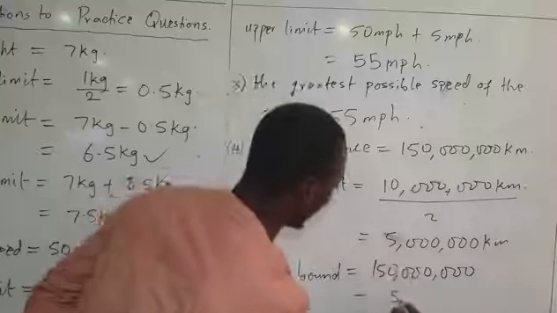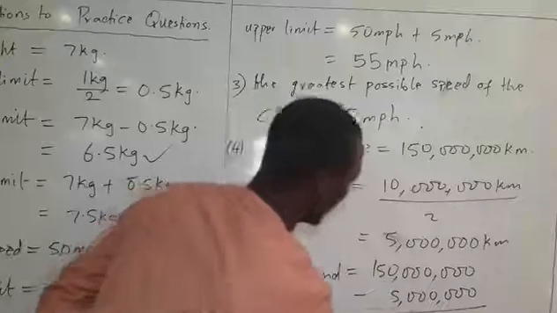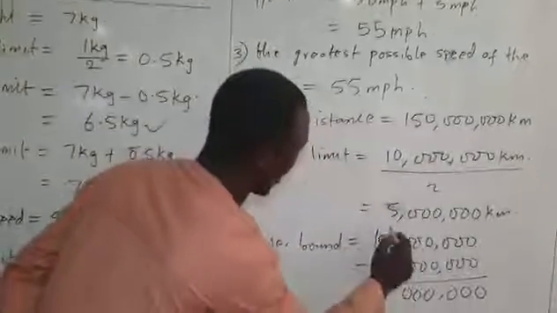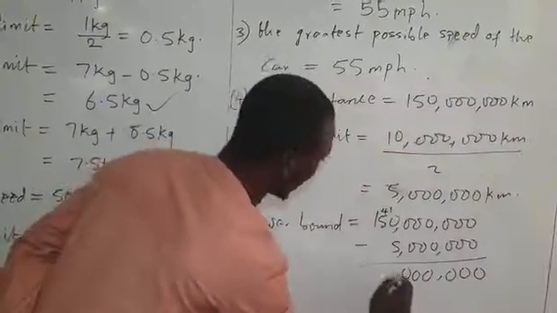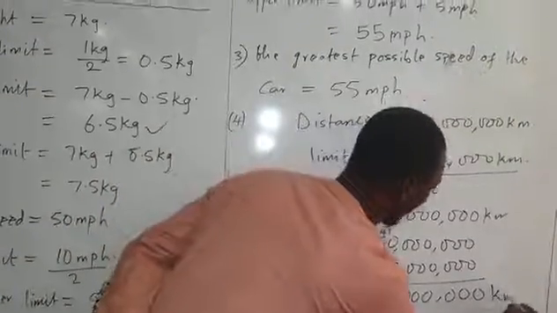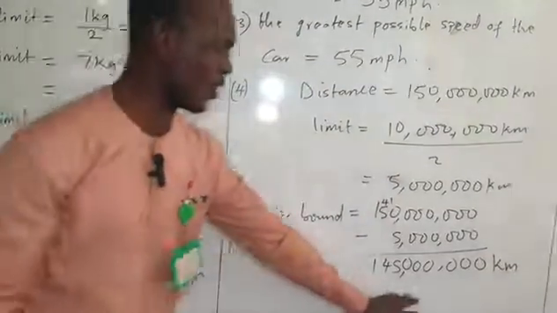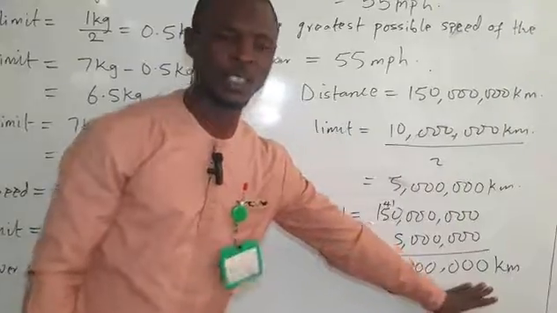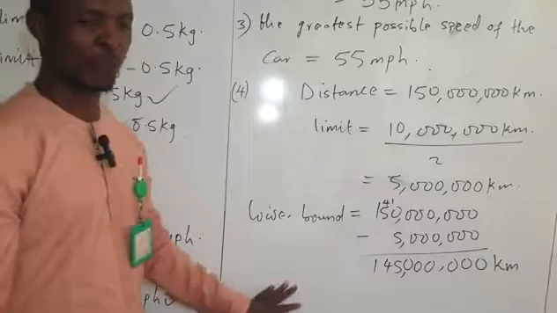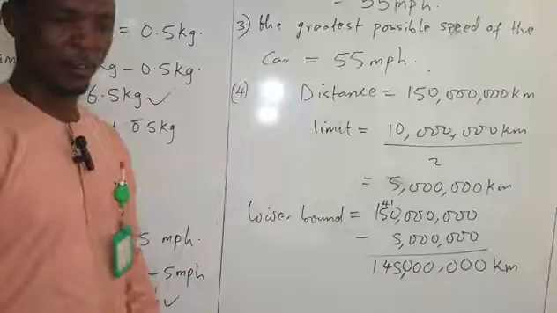we have 5 million. So we have 0, 0, 0, 0, 0, 0. Then we have 10. We are left with 4. That is 5, 4, 1, which is 1.5 million kilometers. So the lower band is 145 million kilometers. So that is the lower band for this question number 4. So the answer is option D. So that is that for the 4th question.